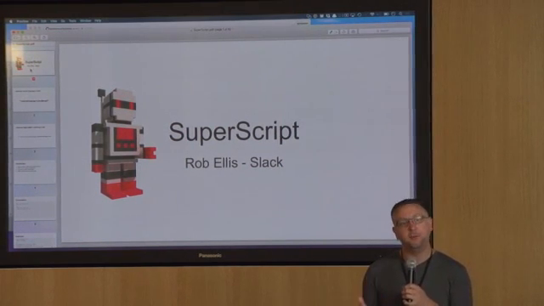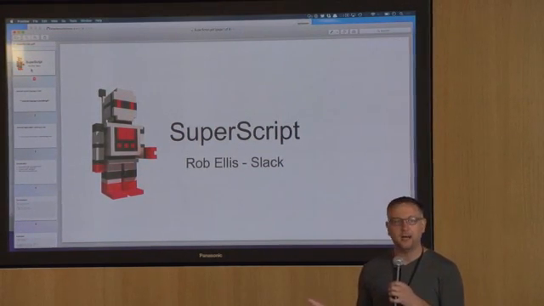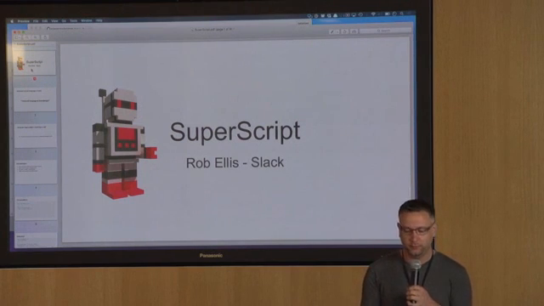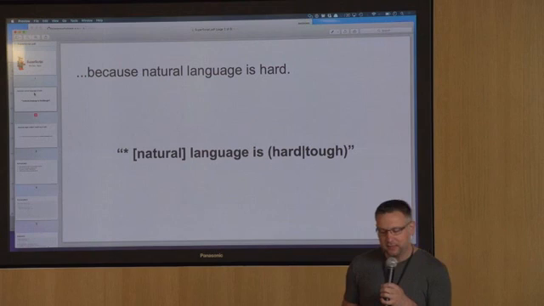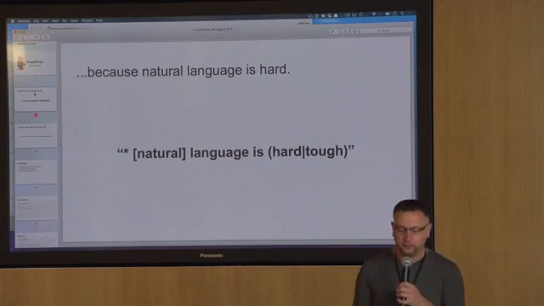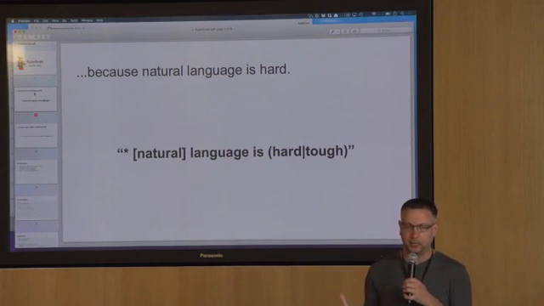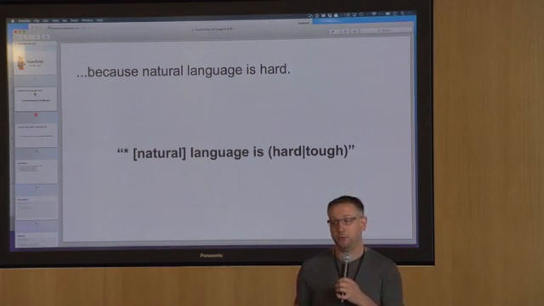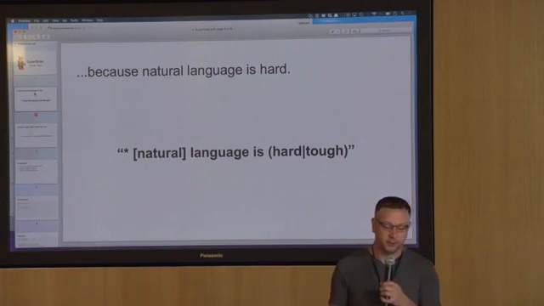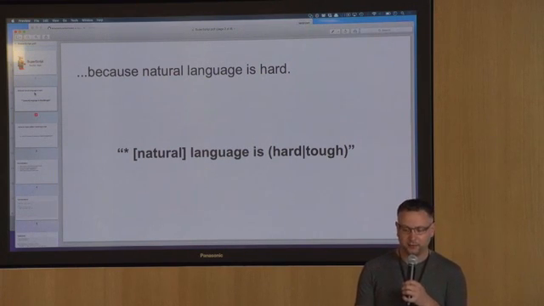So SuperScript is a multi-platform dialogue management creating tool for building conversational interfaces. And I built it because writing natural language is hard. So this is a common trigger. In a lot of systems under the hood, they'll take your input and build a regular expression, or you have to supply a regular expression. But building regular expressions is not easy.